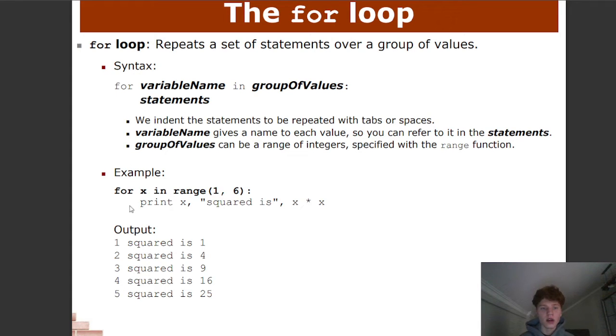Example: for x in range(1, 6), print x, "squared is", x squared. Output: 1 squared is 1, 2 squared is 4, 3 squared is 9, 4 squared is 16, 5 squared is 25.